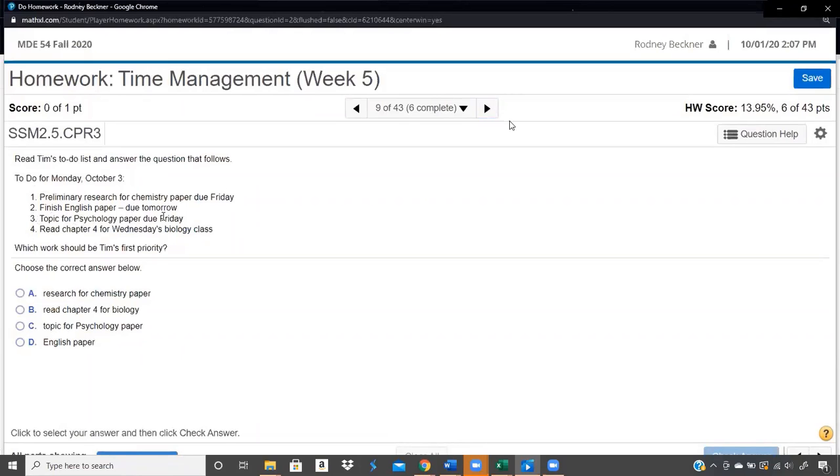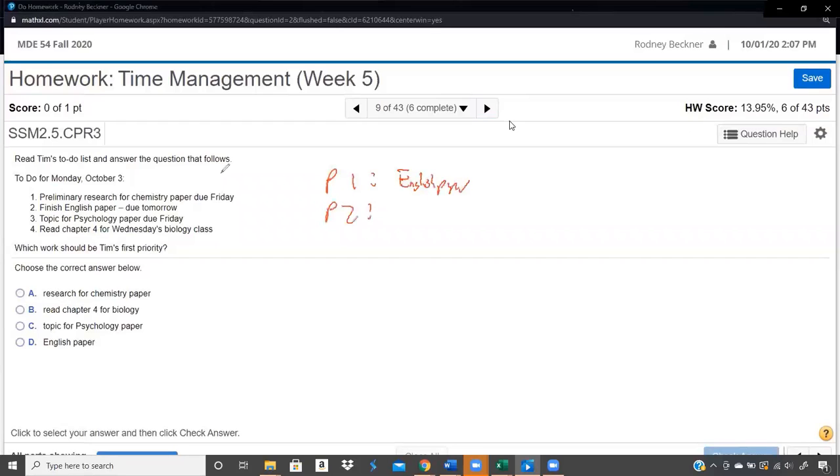Topic for psychology paper is due Friday. So another thing based on Friday, that's further away. And then read chapter 4 for Wednesday's biology class. So I'm actually going to prioritize these in my opinion. 2 of them you could flip-flop, but the paper that's due tomorrow, that's priority 1. So priority 1 is the English paper.